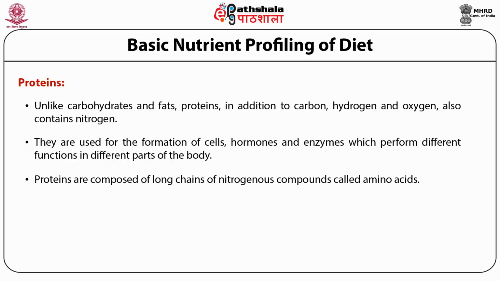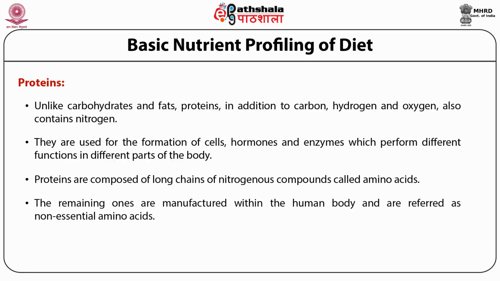Of the 20 known amino acids, 8 are essential, that is isoleucine, leucine, lysine, methionine, phenylalanine, threonine, tryptophan and valine, which are taken from outside in the diet. The remaining ones are manufactured within the human body and are referred to as non-essential amino acids.